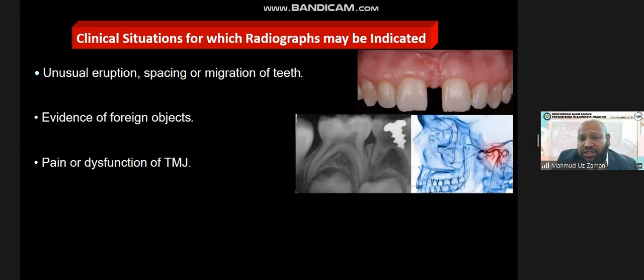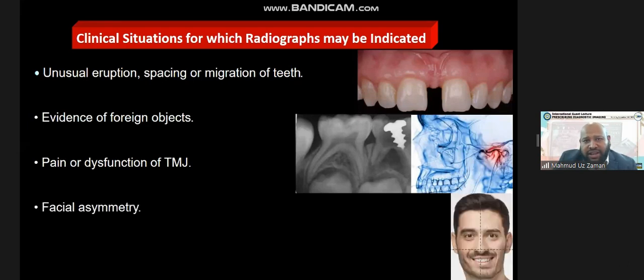Pain or dysfunction of the TM joint. For these cases, mostly, if we suspect there is a disc dislocation, you will go for MRI. Otherwise, CBCT or CT will give you, if there is an osteophyte formation or erosion of the condylar head, that depends upon your clinical examination. So for the TM joint, for hard tissue, you will go for CBCT. For soft tissue, the disc, you will go for MRI.